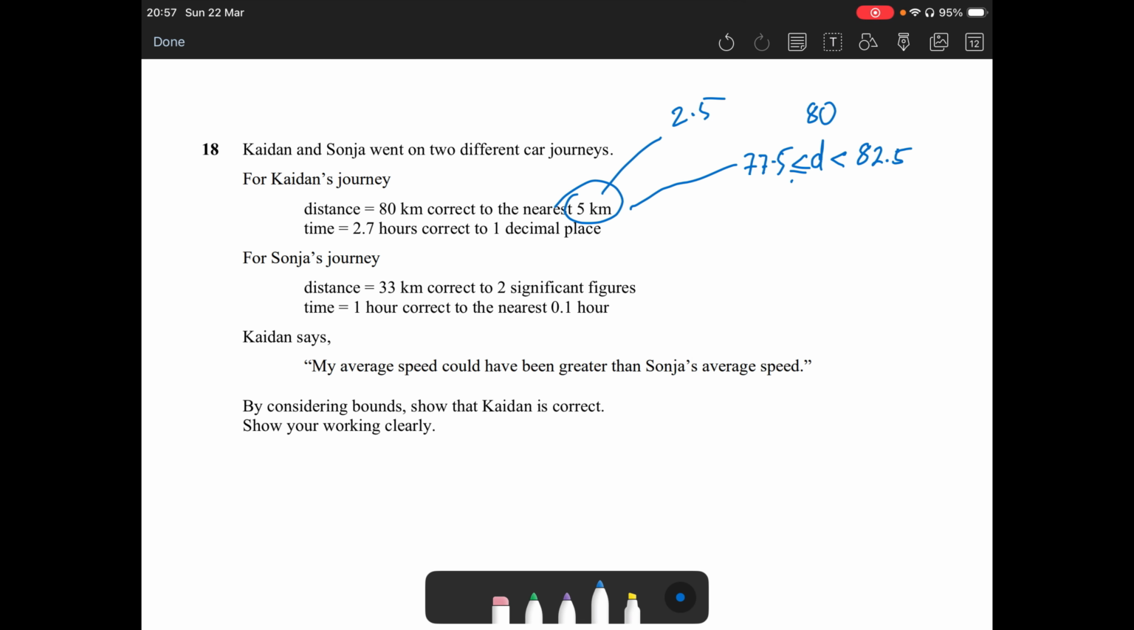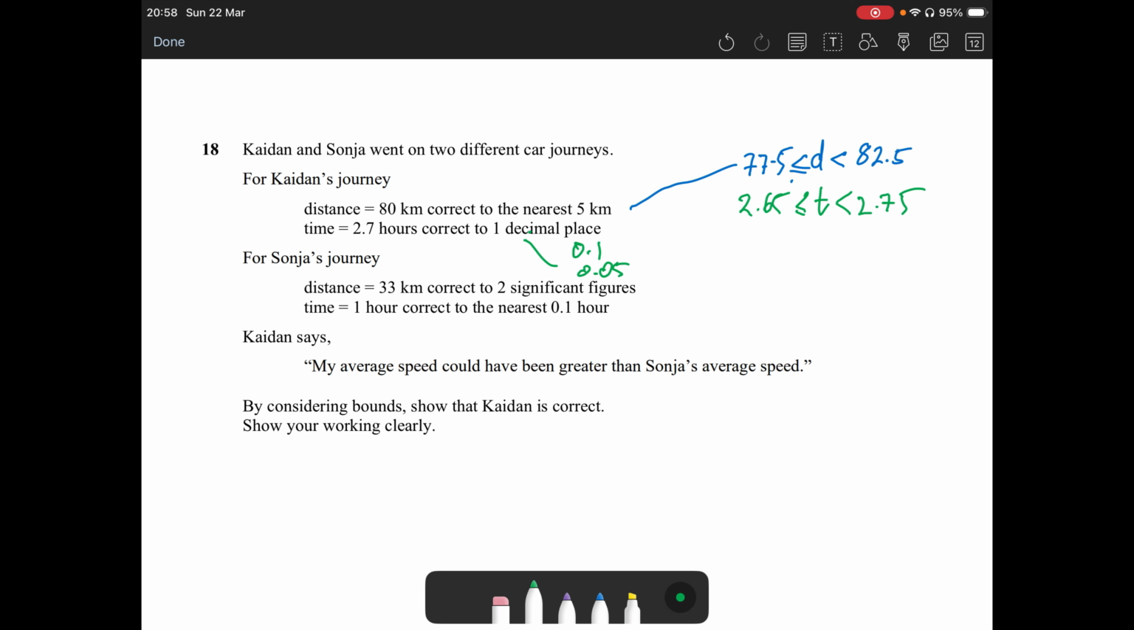You always halve and add and subtract either side of the rounded value. Cool. So that's my upper and lower bound. And 1dp, again, half of 1dp. So one decimal place, 0.1, halve that, which would be 0.05, and then add and subtract that from 2.7. So time would be 2.7 take away 0.05, which is 2.65, and obviously adding 0.05 would be 2.75.